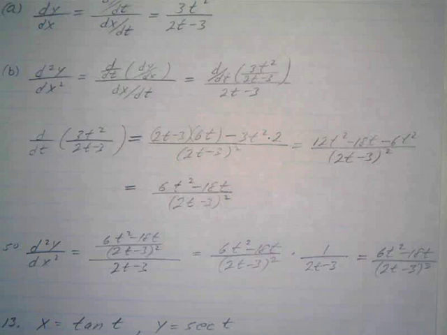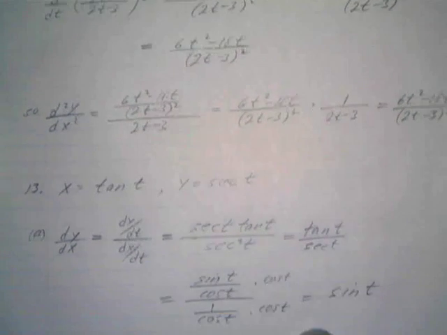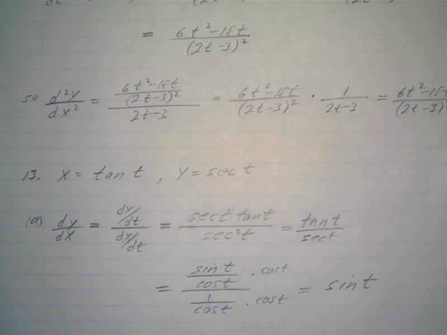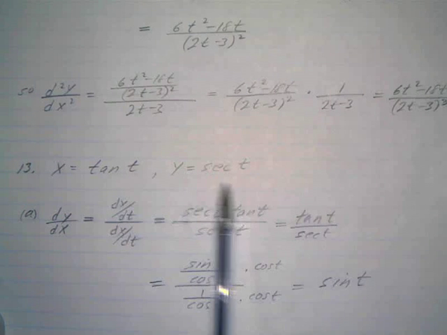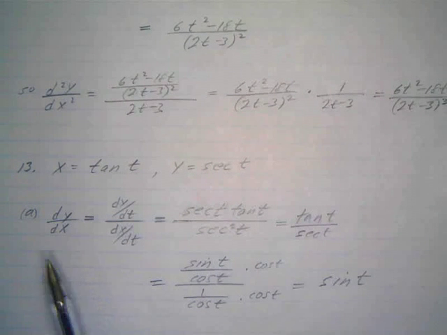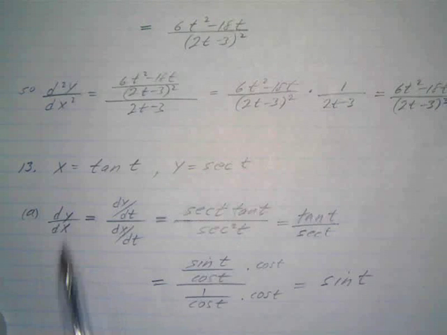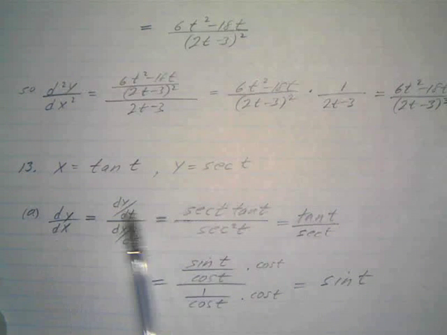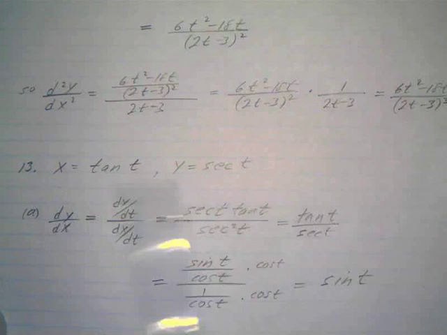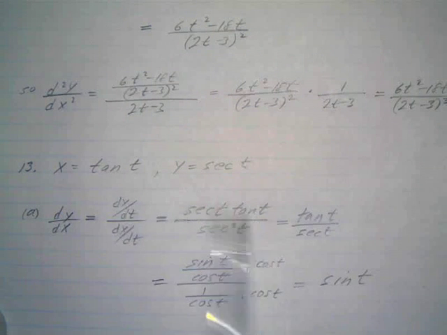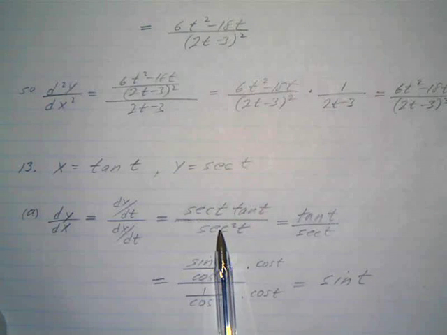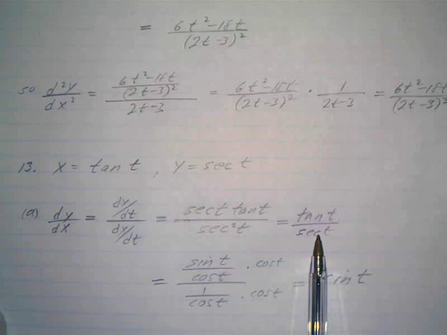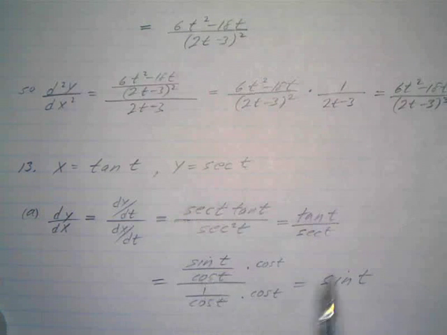Okay, number 13, a little more trig work here. These are our equations. x equals tangent t, y equals secant t. So here was our formula for the derivative, dy/dt over dx/dt. So dy/dt was just secant tangent. dx/dt was secant squared. Secant over secant becomes 1, so we have tangent over secant. And the tangent is the sine over the cosine, and the secant is 1 over the cosine.